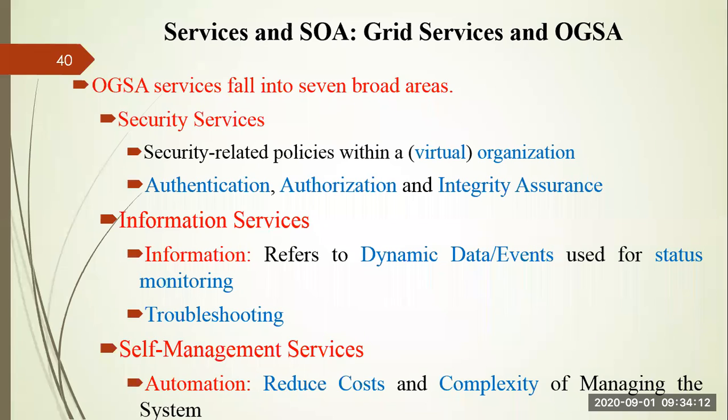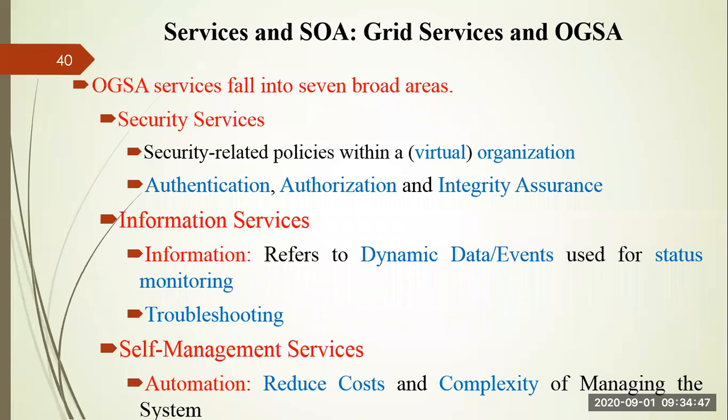Another broad area is your information services, and information services refers to the dynamic data and events that are used for status monitoring. You can monitor the resources, right? And you can process the data, whatever data you have in the OGSA. The data can be processed so that updated information you can transport to the required places.